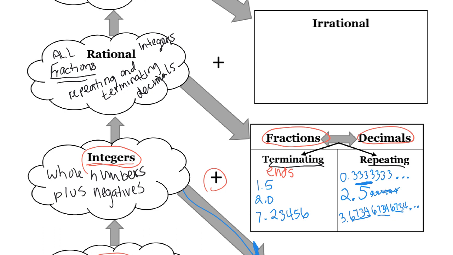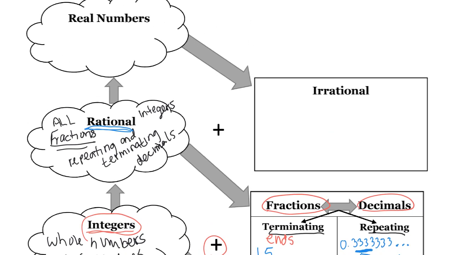Or even numbers like 4.21232323... So it's okay if the first couple numbers don't repeat. As long as the last ones repeat, then it's a repeating decimal. And again, this all falls under rational numbers. But what makes a real number? A real number is rational plus irrational. So real numbers are rational plus irrational.